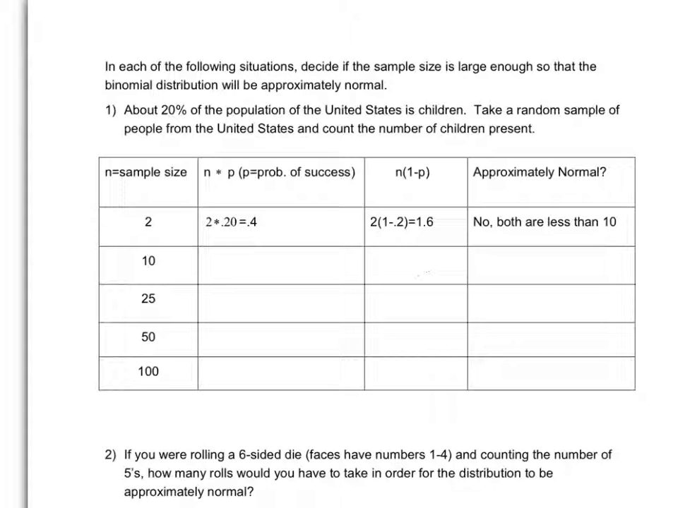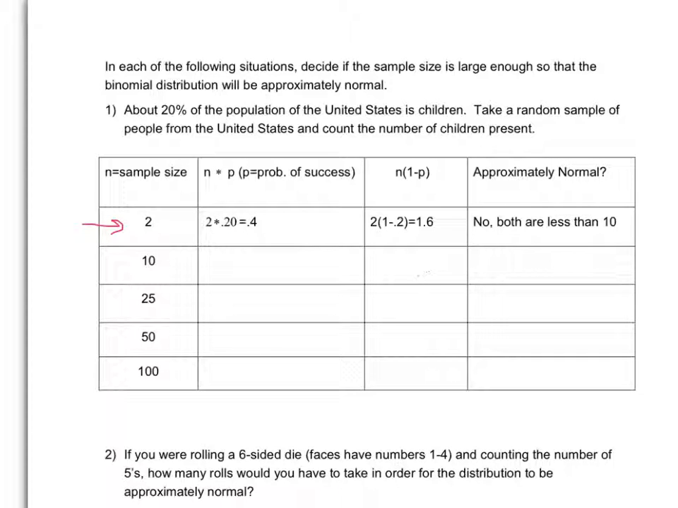So in this given situation here, suppose that about 20% of the population in the U.S. is children. Let's take a random sample of the people in the U.S. and count the number of children present. So what you see along here is just a first example.